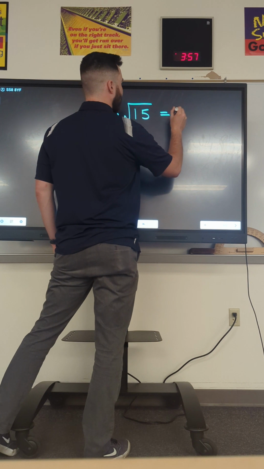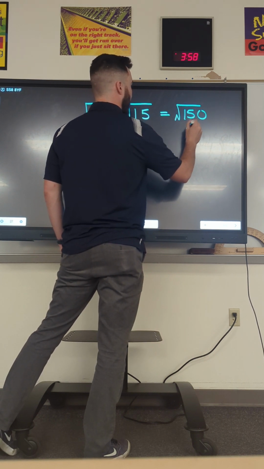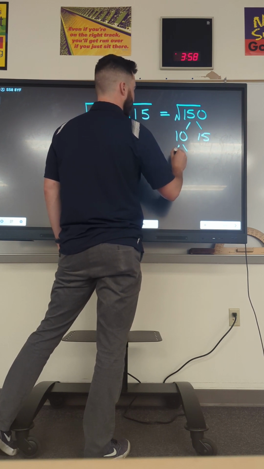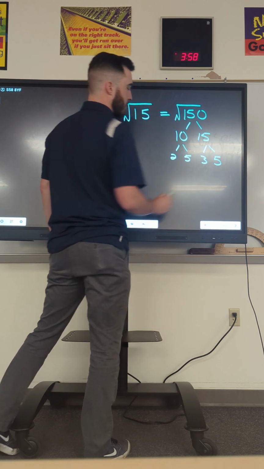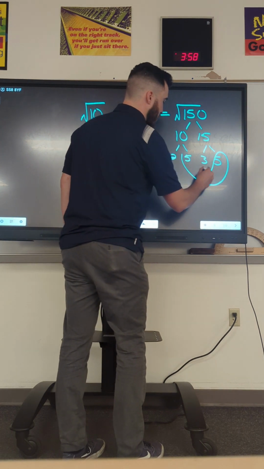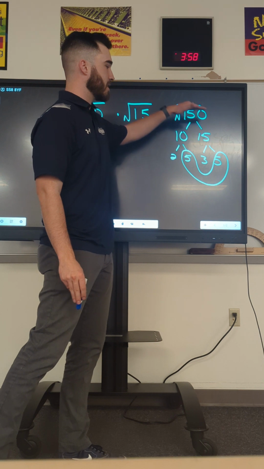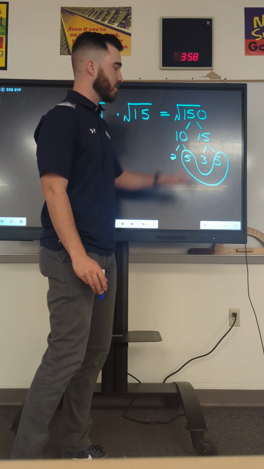I can get 10 times 15 to give me radical 150, and then 150 simplifies into 10 and 15, of course. 10 is 2 and 5, and 15 simplifies into 3 and 5, okay? So I have a pair of 5s there, and again, I did that pretty quick, so feel free to go back and watch it again. But I know 10 times 15 is 150, 2 times 5 is 10, and 3 times 5 is 15.